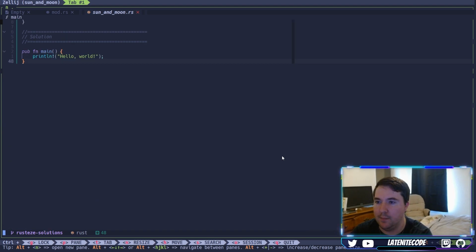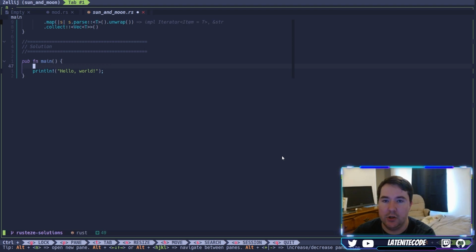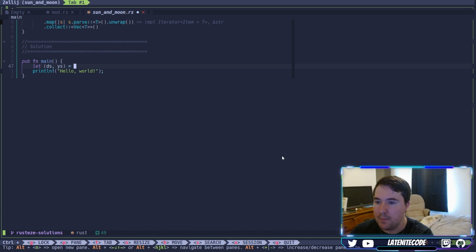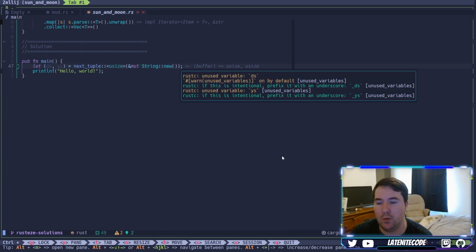So pretty awesome. An example of that would be, we're actually going to look at it now. Our first inputs are always going to be ds and ys. So what I can do now, rather than creating my buffer, reading into it and all of that, is I can just say let ds ys be equal to next tuple turbofish into usize in this case. We're going to use them for modulo categories and indices, but we're going to be using them over ranges. This is fine. And then we can now just pass a mutable reference to a String::new, and then just close that off. And now we have our ds ys tuple, right?